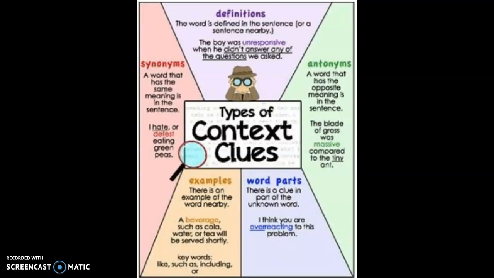Next and finally, we have synonyms, a word that has the same meaning as the unknown word. For example, I hate or detest eating green peas. I don't like peas either, they're pretty gross. So our unknown word here, detest, means hate. It is giving us the same meaning.